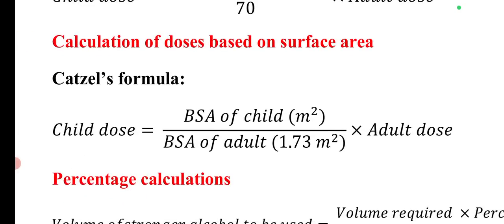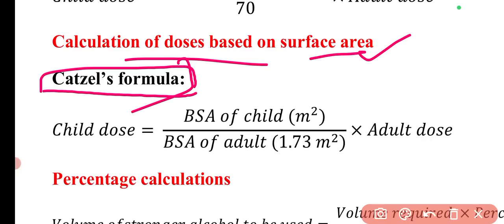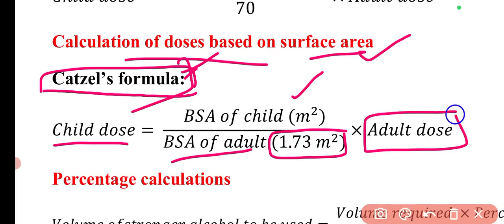Next is calculation of doses based on surface area. If surface area is given, how can you calculate the child dose? The formula for this is Quetzal's formula. This question can also be asked like which formula is used to calculate the child dose based on surface area. It is Quetzal's formula. The formula is child dose is equal to body surface area of child in meter square divided by body surface area of adult, that is 1.73 meter square, multiplied by adult dose. This is quite a simple formula.